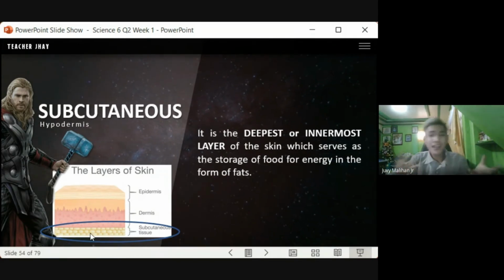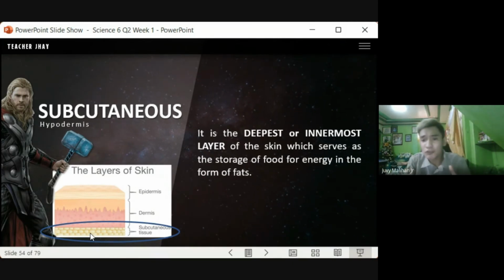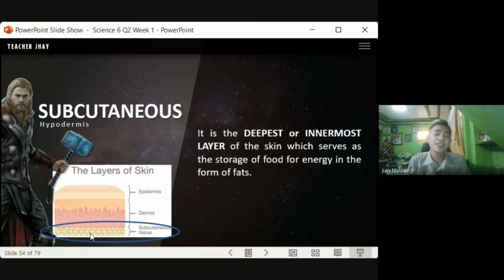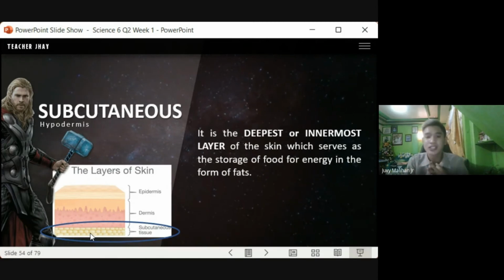And aside from serving as the storage of food for energy in the form of fats, this layer, class, also serves as the insulator of heat. So, in other words, it insulates the body. So that is the subcutaneous or the hypodermis layer. Those are the three layers of the skin: the epidermis, the dermis, and the subcutaneous layer.